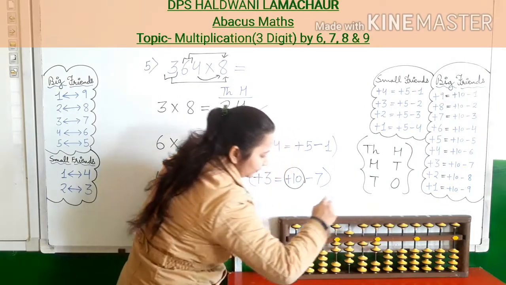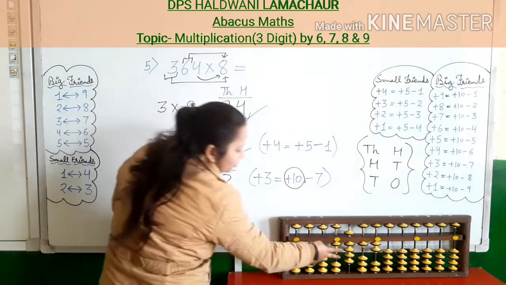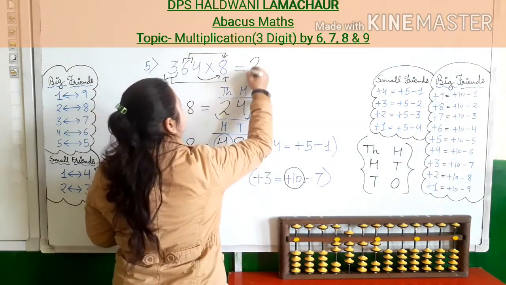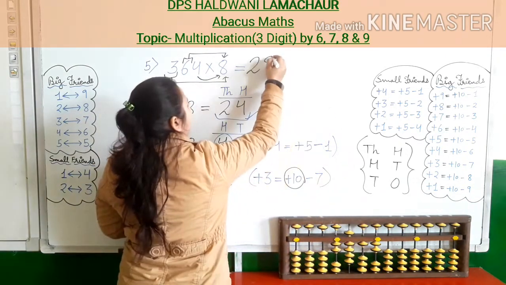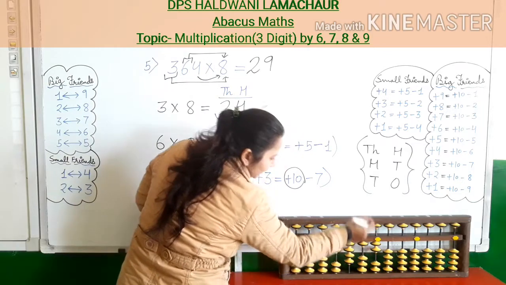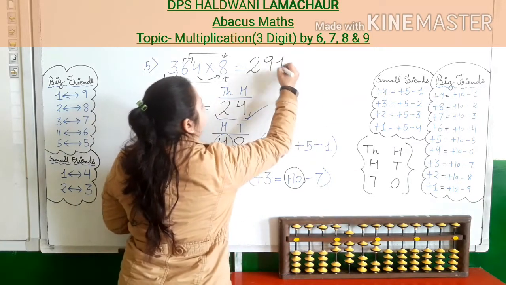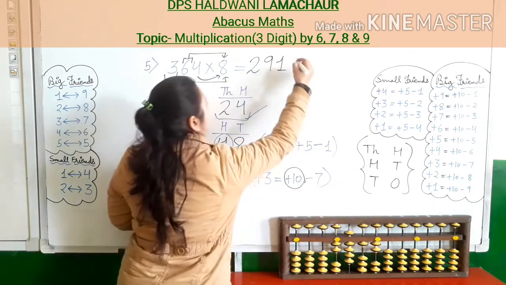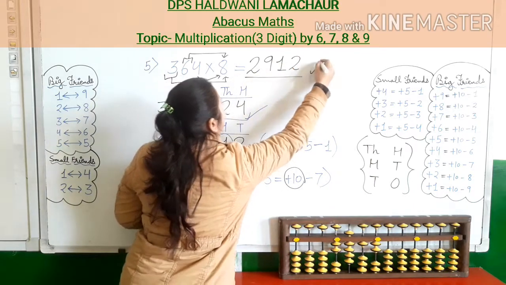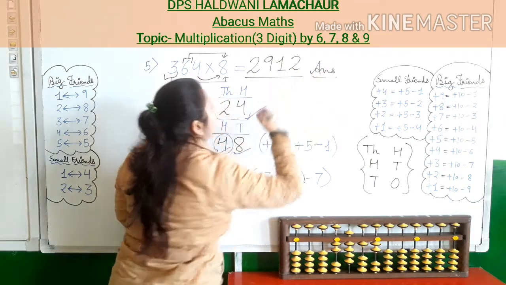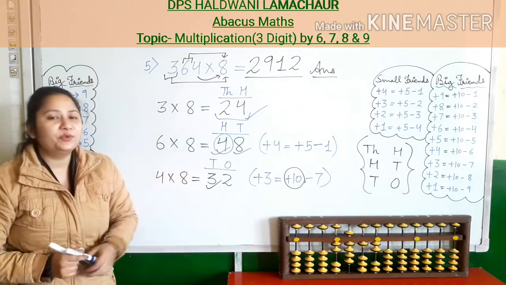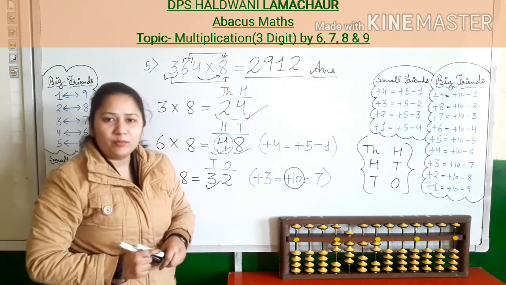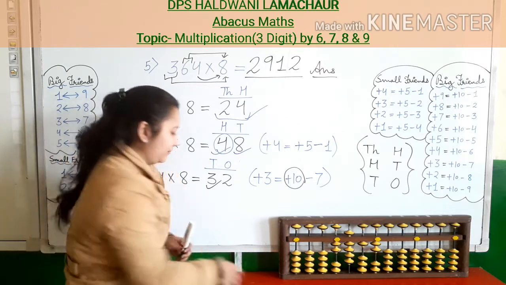1, 2. And now count. See, 2 in thousands rod. 5, 6, 7, 8, 9 in hundreds rod. 1 in tens rod and 2 in units rod. And this is your answer, 2912. I hope kids you get this sum. Now we will move to our next sum.